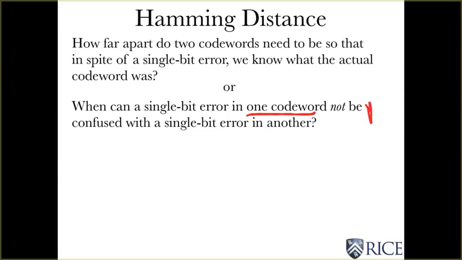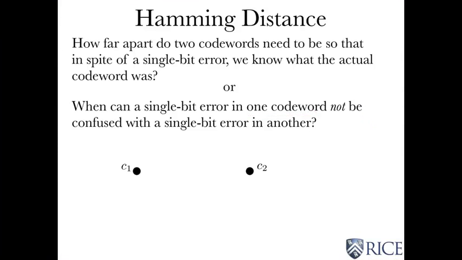If we couldn't figure this out, then if a single bit error occurred, we wouldn't know what the original code word was, which means we wouldn't know the original data sequence. So they have to be far enough apart that an error in one code word is not confused with another code word. So I have a little geometric picture to show you so we can figure this out.